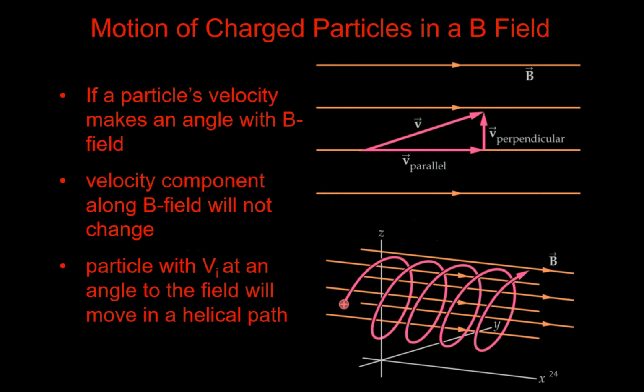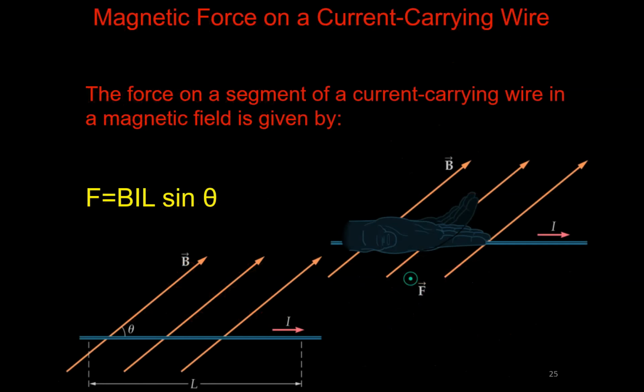If your particle's velocity makes some angle with the magnetic field, the velocity component along the magnetic field will not change. v will stay essentially the same, but a force will be exerted on the particle, forcing it to go in this helical pattern. So you can see this helix is at something of an angle here. It's not perfectly 90 degrees to the magnetic field. And of course the force it will feel will be BIL sin theta if we're dealing with a wire.